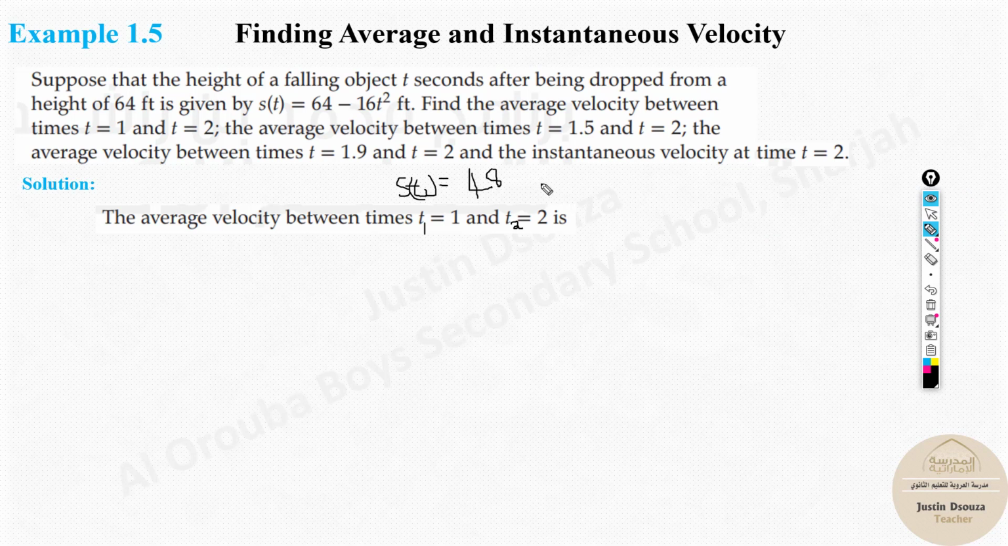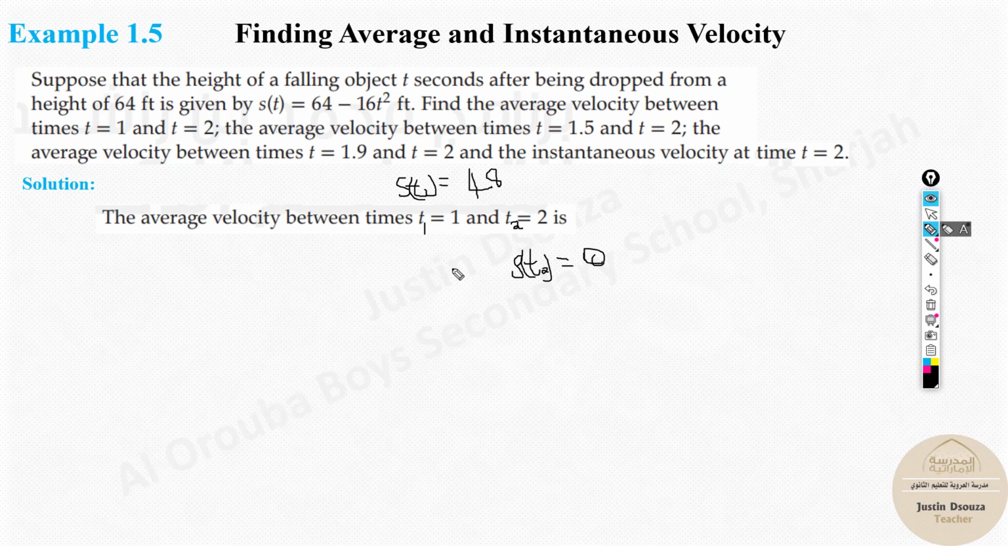And next one over here, it's 2. t is equal to 2. s of t2 would be 64 minus 16 times 2 squared. So 2 squared would be 4. 16 times 4, 16, 32, 64. It's going to be 0. Okay. So that's the answer. You can do it in the calculator directly.